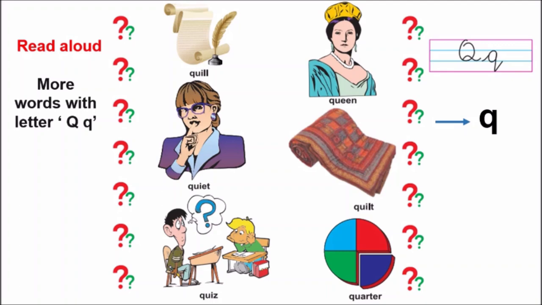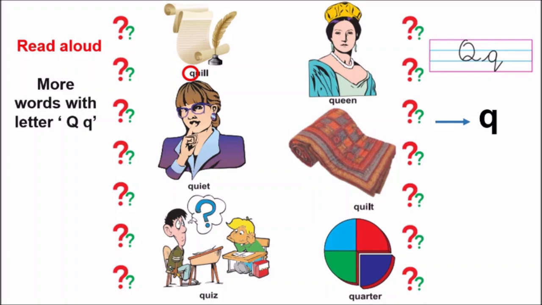And look at the border, children. These are question marks. Now let us look for small print Q in the words. Let's start with the word quill. Can you see Q in quill word? Correct. This is Q.